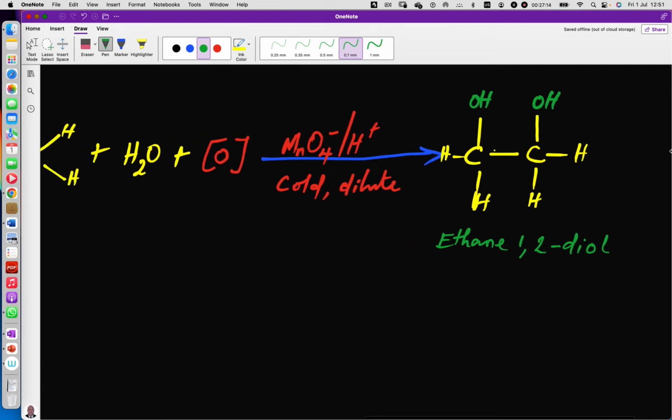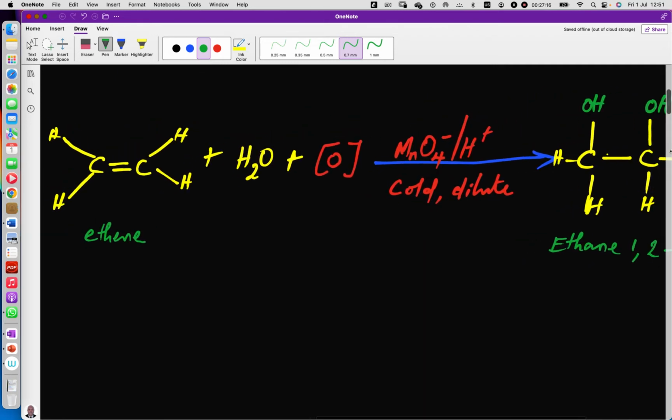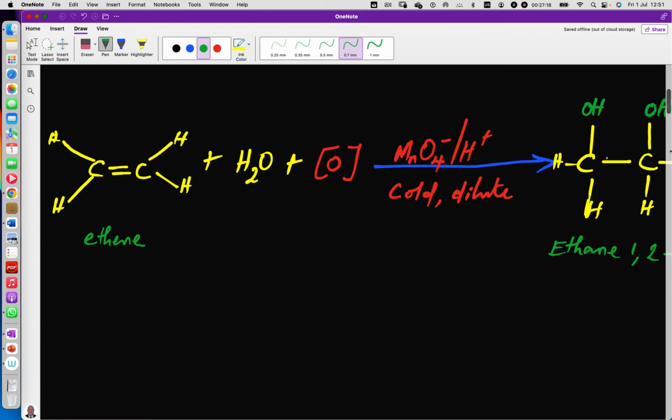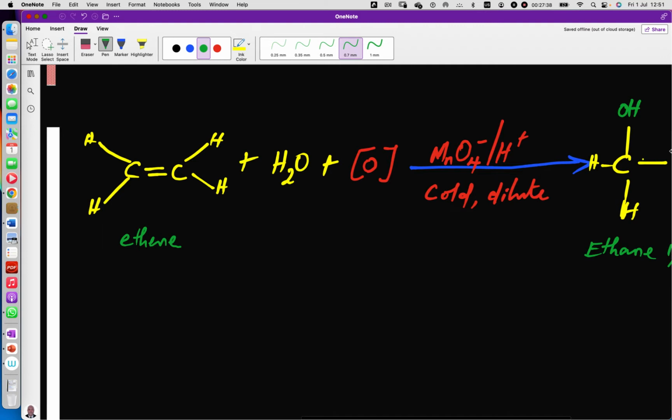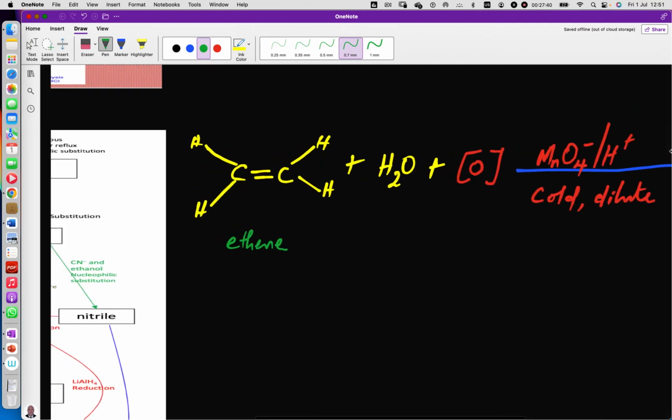So that is why we say oxidation of an alkene will produce a diol when we use cool dilute acidified manganate 7 ion. We are going to have a diol, and that is the product for the example we have given.